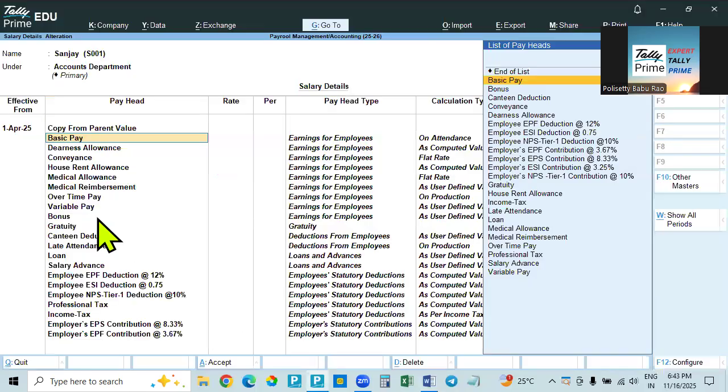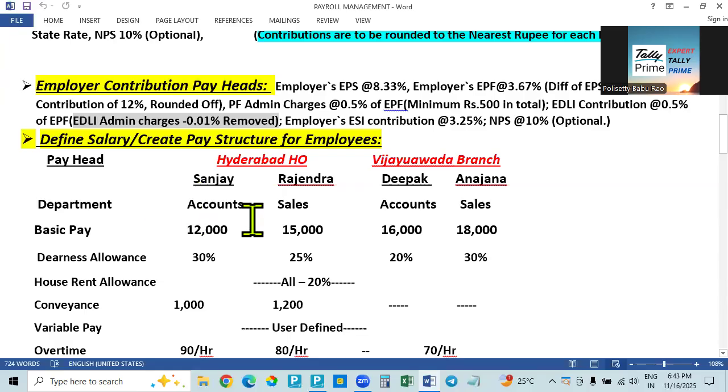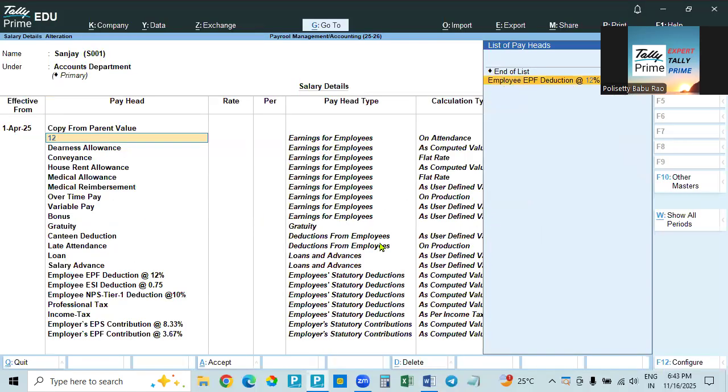Now we will give the values. First of all, Sanjay, you have taken. Sanjay department is okay. Basic is 12,000.